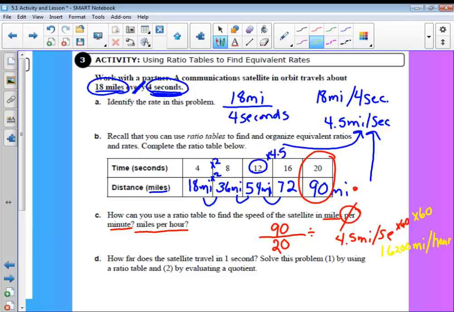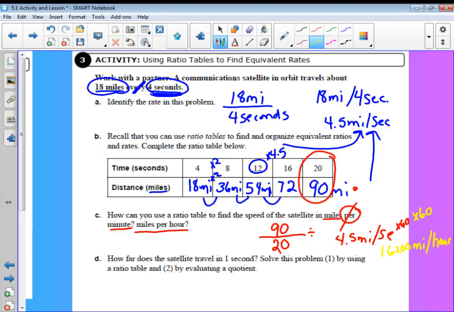Wow, that's traveling super duper fast. At first when we look at that and we say, oh, 18 miles per 4 seconds, that doesn't seem like it's that fast. But as soon as we break it down into miles per hour, it helps us relate. We know how fast we tend to travel on a highway, 55 to 60 miles per hour. Here, 16,200 miles per hour. That satellite's traveling at a pretty fast pace.